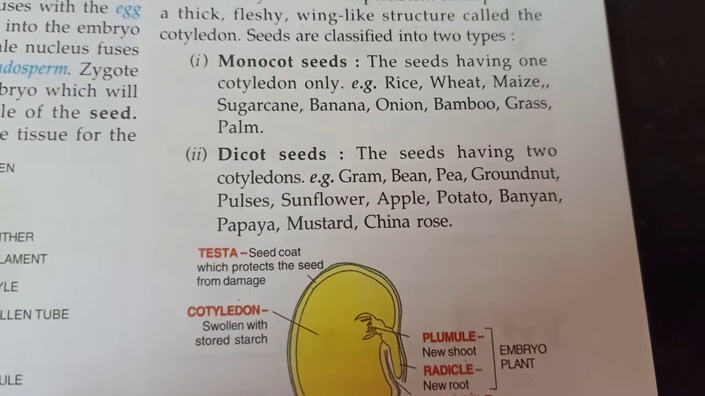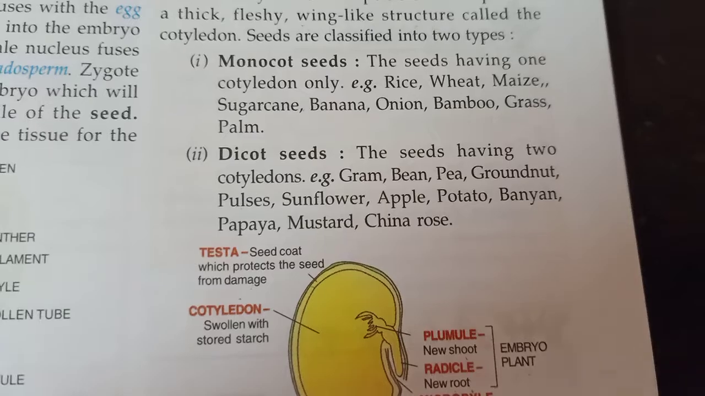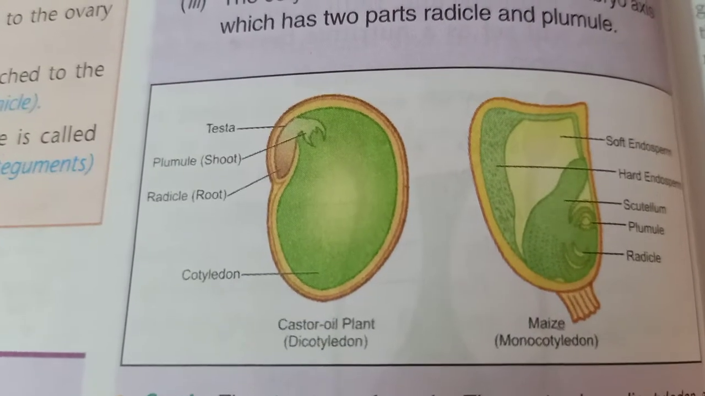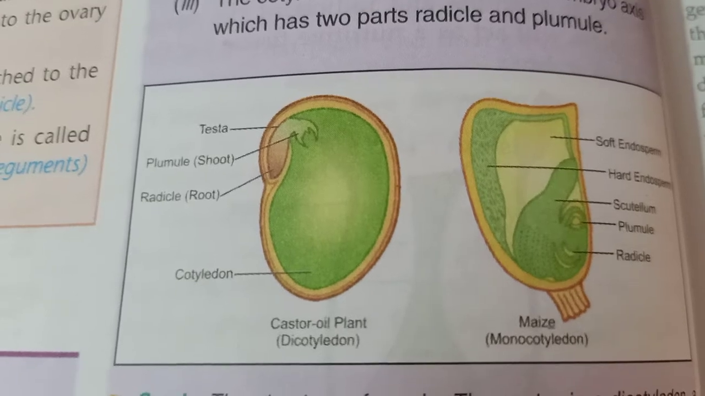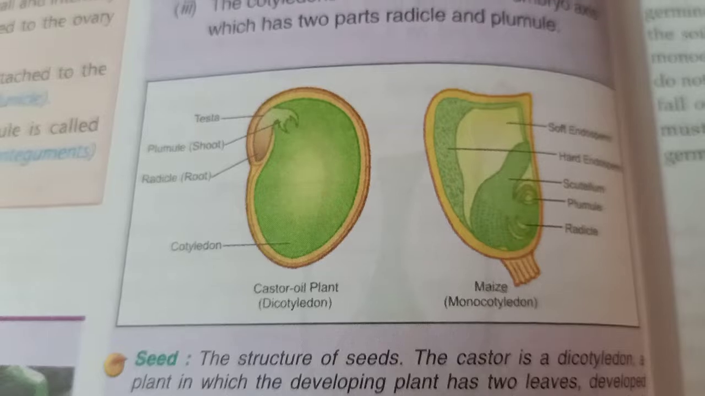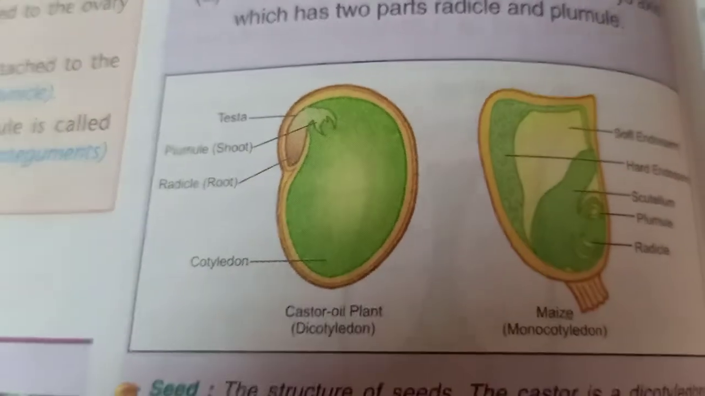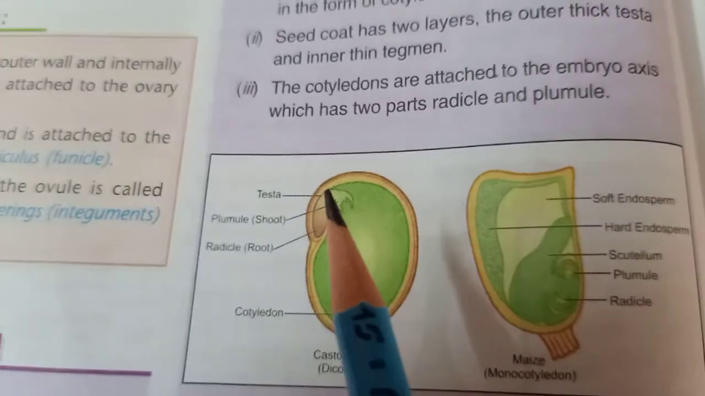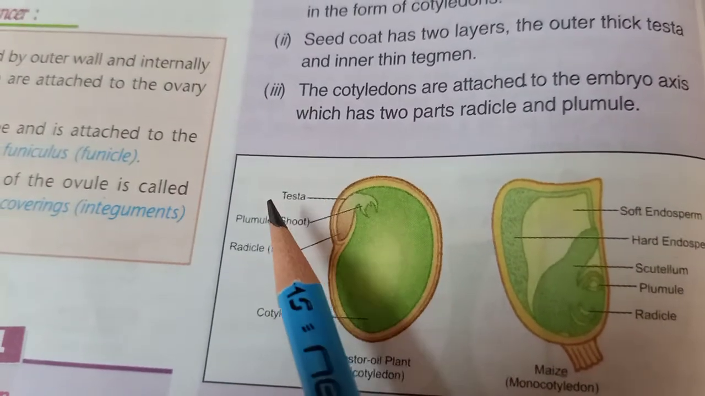Now we see the diagrams of monocot seed and dicot seed. Here you can see the diagram of dicot seed as well as monocot seed. In the dicot seed diagram also you can see that there is a hard covering which is known as testa.